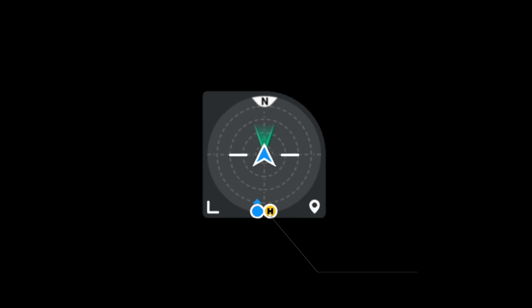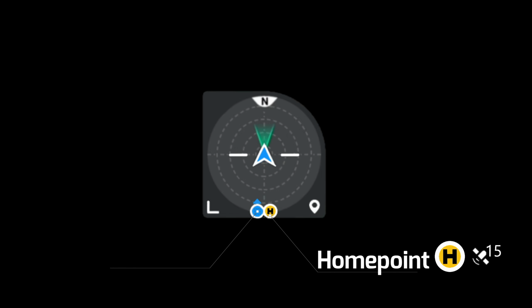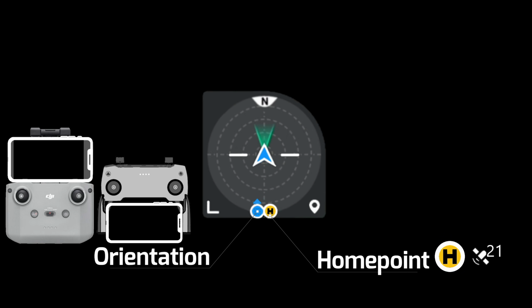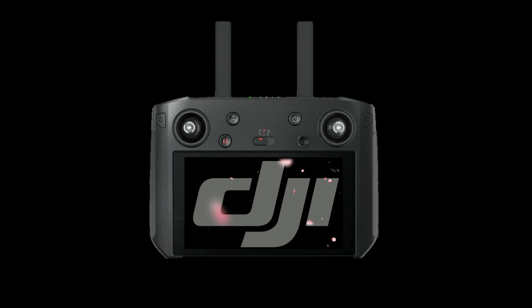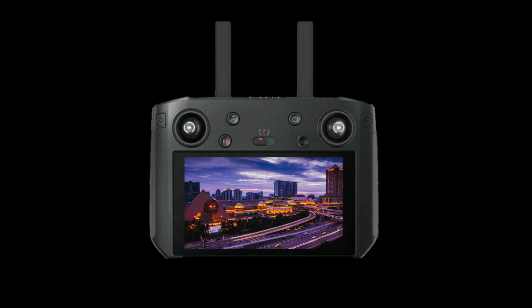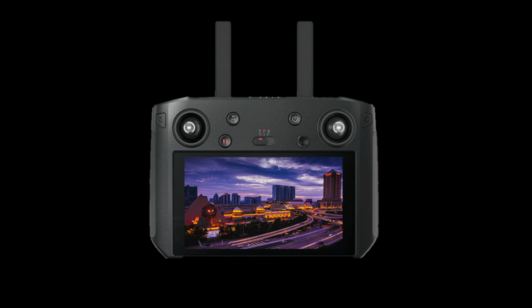This yellow circle, hatch marking, is the home point and will only be available after a sufficient satellite connection has been established. This blue circle and its pointer arrow will be the orientation of the mobile device attached to the standard remote control, and the orientation accuracy is based on the mobile device magnetometer compass and GPS, not the remote control. Except that if you are using the DJI Smart Controller, then yes, that will be called just the remote control, as the Smart Controller I believe has a GPS and compass module built into it.